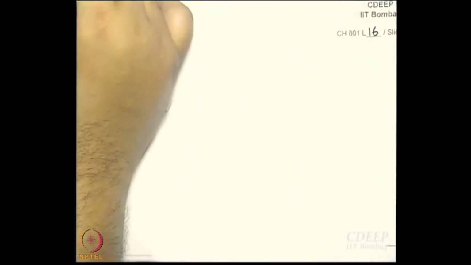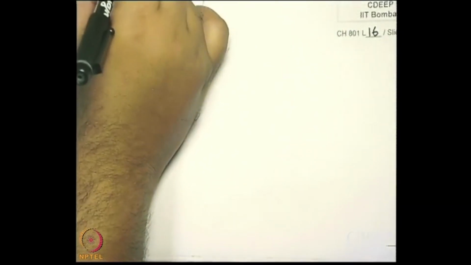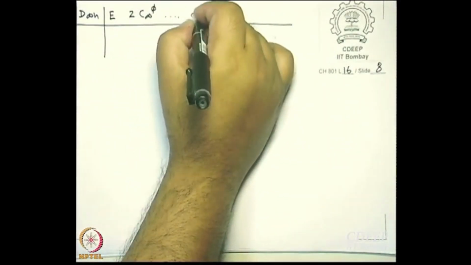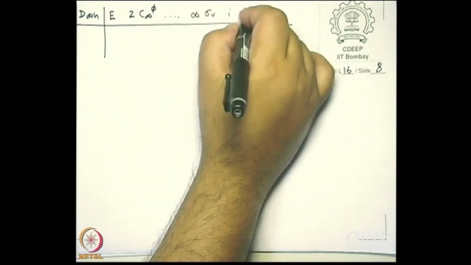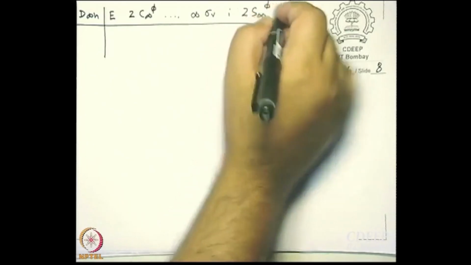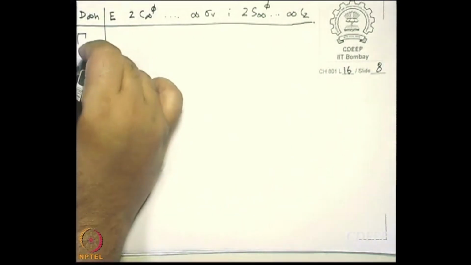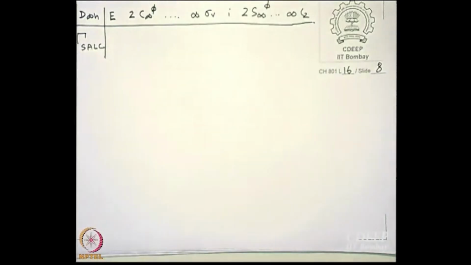Okay, fine. So, the way to go about is this: E, 2C infinity phi, infinite number of sigma v's, i, 2S infinity phi, infinite number of C2's. So, what we will do now is try to generate the reducible representation of the SALCs. Do not forget, SALCs are generated by using atomic orbitals of the pendant atoms, hydrogens in this case.